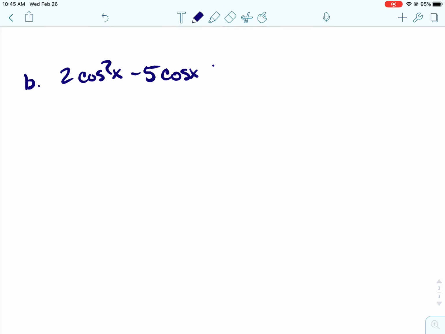Okay, let's look at another one. Let's look at B. For B, we have 2 cosine squared of x minus 5 cosine of x plus 2 equals 0. All right, so when you guys see ones like this, I hope that you think of trinomials. Like when you first learned how to factor, that's what we're going to do. It's going to be kind of weird because you have cosine in there, but same idea.